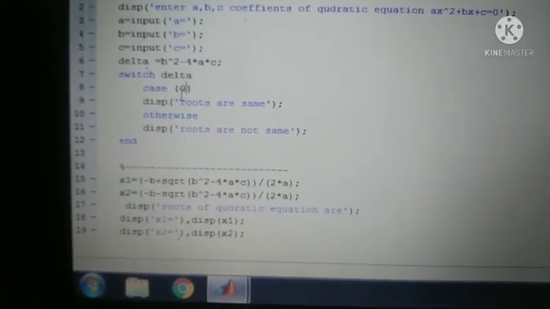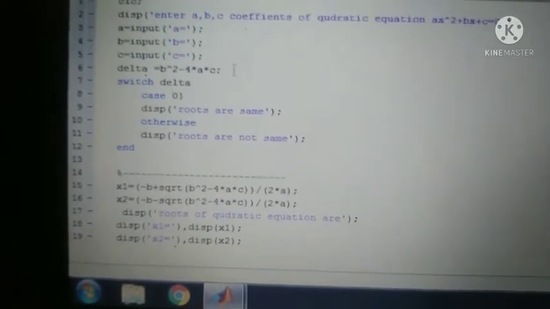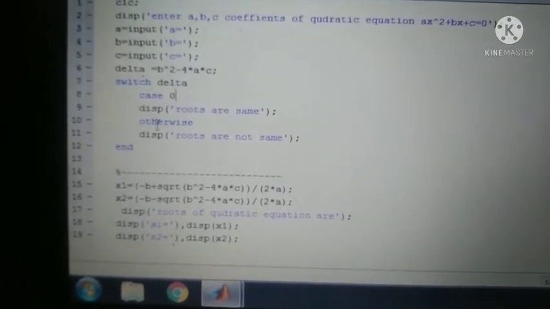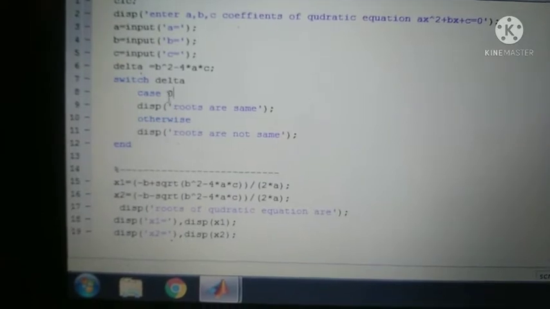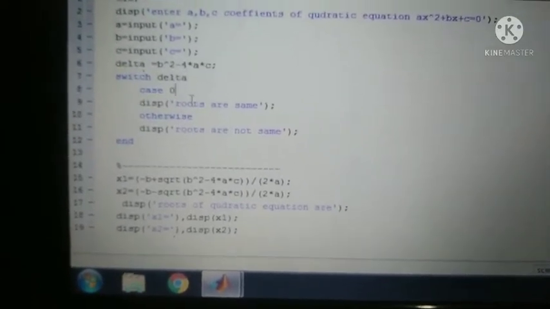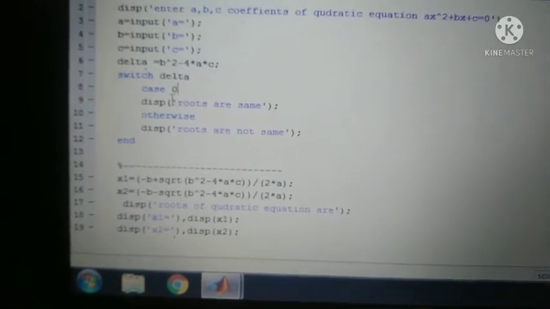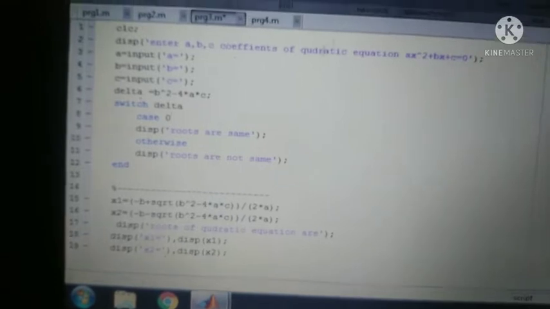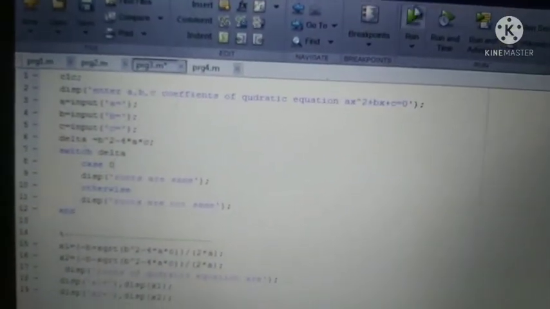Okay, if one value is there, no need of brackets. If more than one value for which I should get this answer, then I have to put the braces. So if there is a single value, then no need of braces. So if case 0, then roots are same, otherwise the roots are different. Okay, run the program.